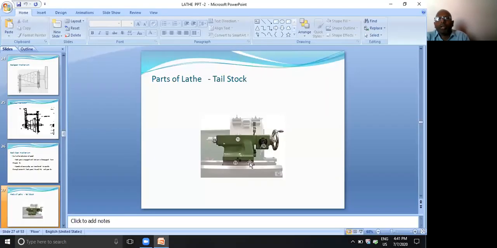With this, today we discussed the remaining important parts of the lathe machine. In the previous class, we discussed the main parts of the lathe machine, that is, the bed and headstock. In today's class, the discussion is completed regarding the remaining two important parts, that is, the tailstock and the carriage.